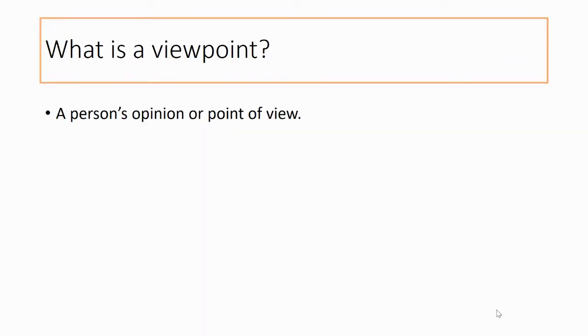Okay, so a viewpoint is a person's opinion or point of view on a particular topic. Now, you will find that your viewpoint is affected by the type of person that you are, so your personality, the experiences that you have had, the upbringing you might have had, or maybe any roles or jobs that you have had in your lifetime. Therefore, it is likely that you will have different opinions to your friends and your family, and that's absolutely fine. There's no right or wrong answer when it comes to a viewpoint.